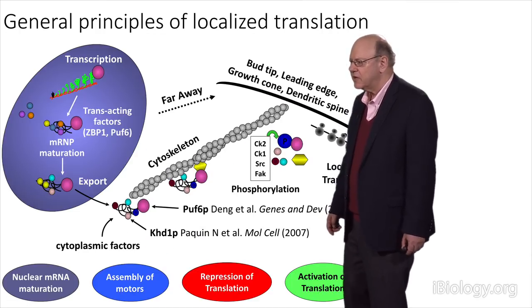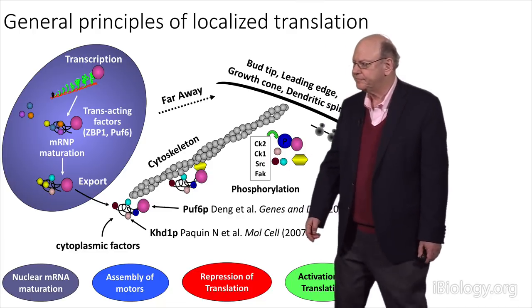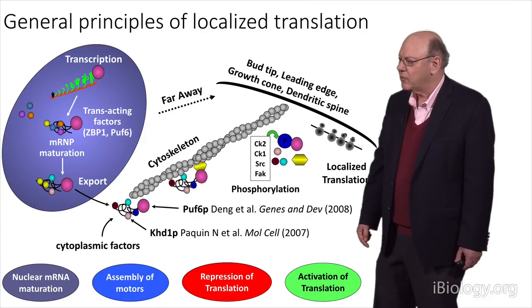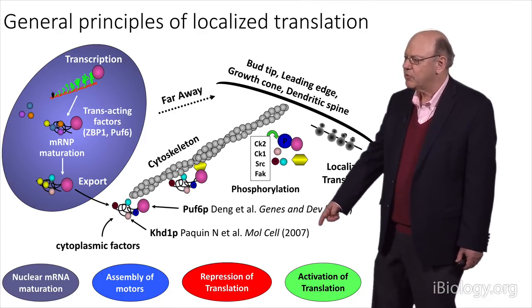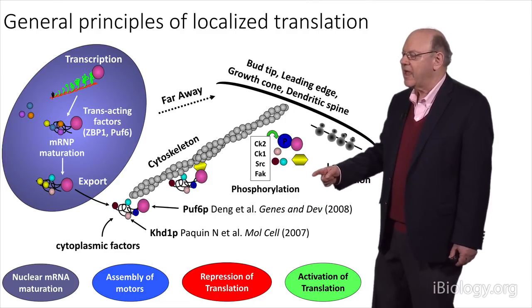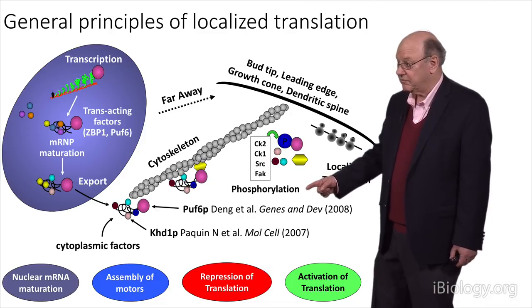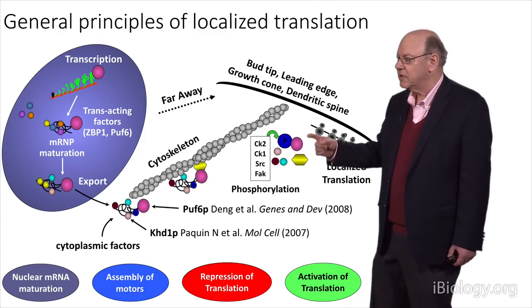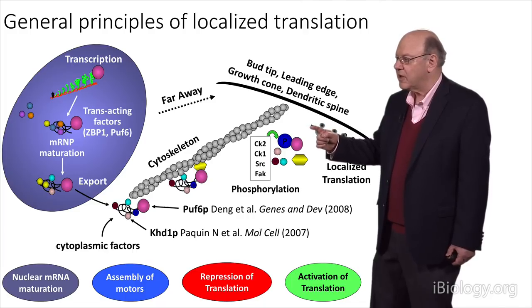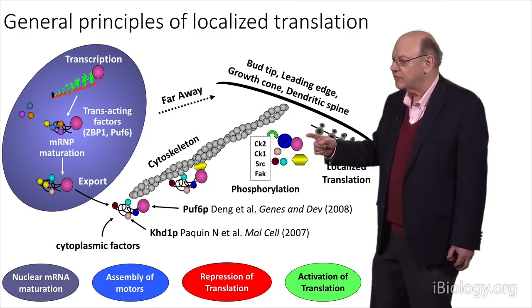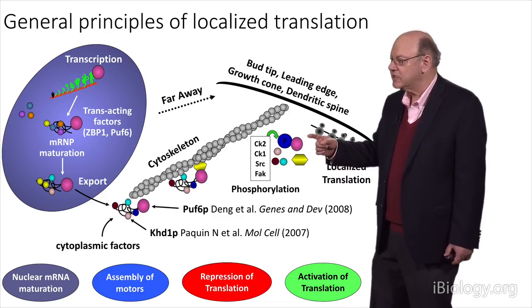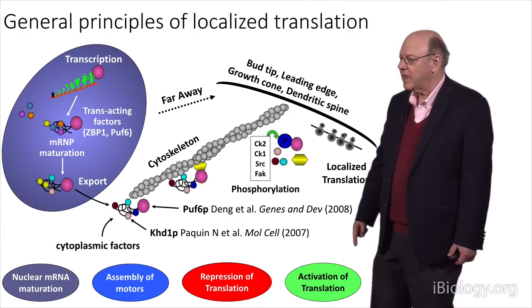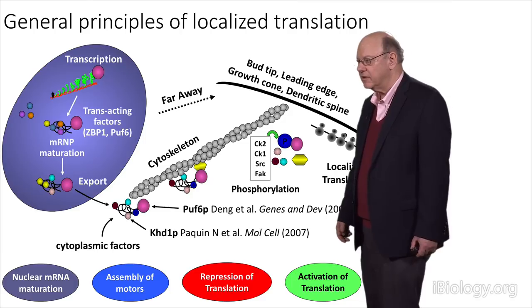So just to end up with some of the general principles of localized translation, just to reiterate, whether it's in yeast or in mammalian cells, we have proteins that block translation, and I'll get into that a little bit more in a talk about the neurons. They block the translation of the RNA so that the RNA can then move unimpeded by ribosomes to its endpoint, and at the endpoint it is then acted on by various enzymes that phosphorylate, casein kinase in yeast and Src in mammalian cells, and that then releases the RNA to translate. And that's how the translation occurs at the end of the line.